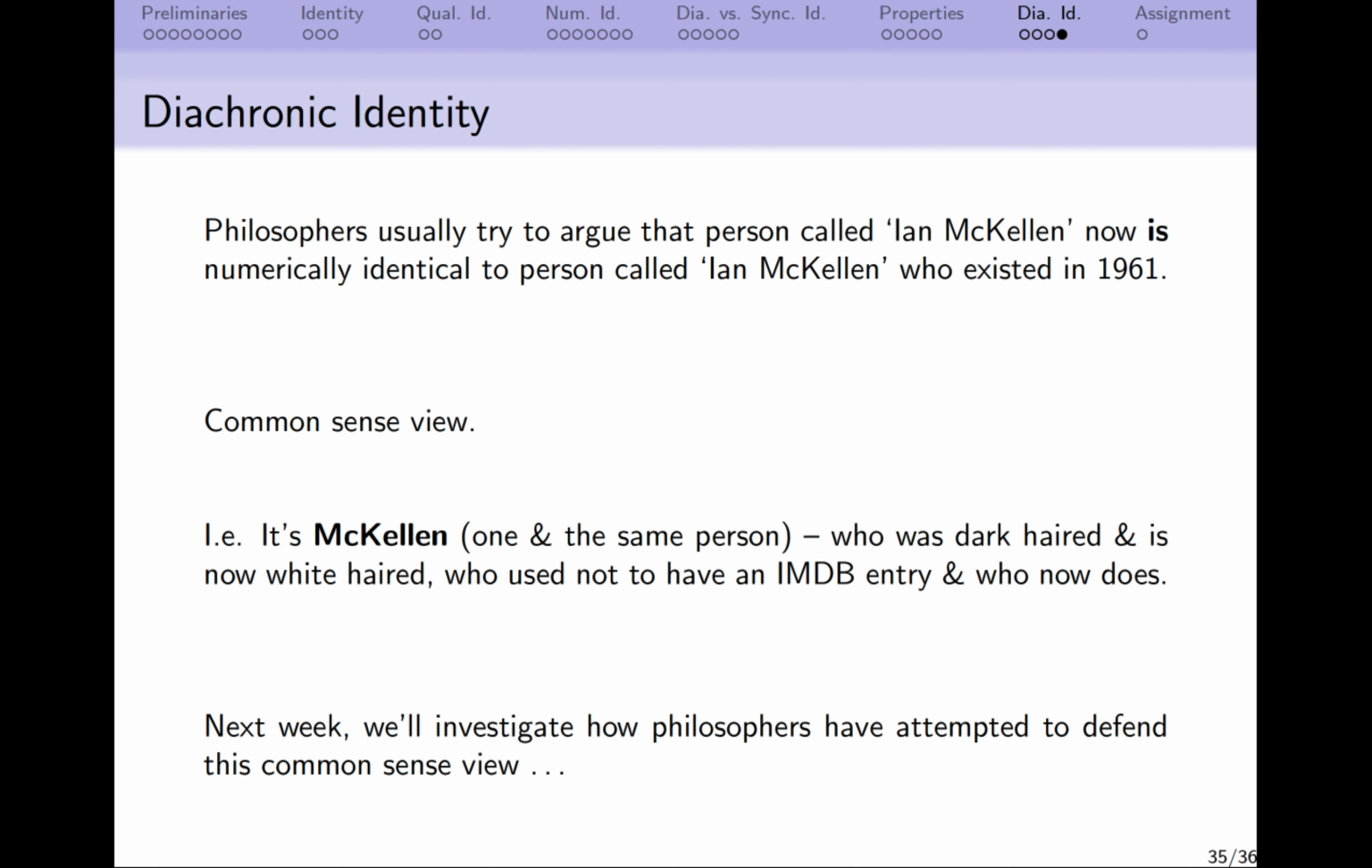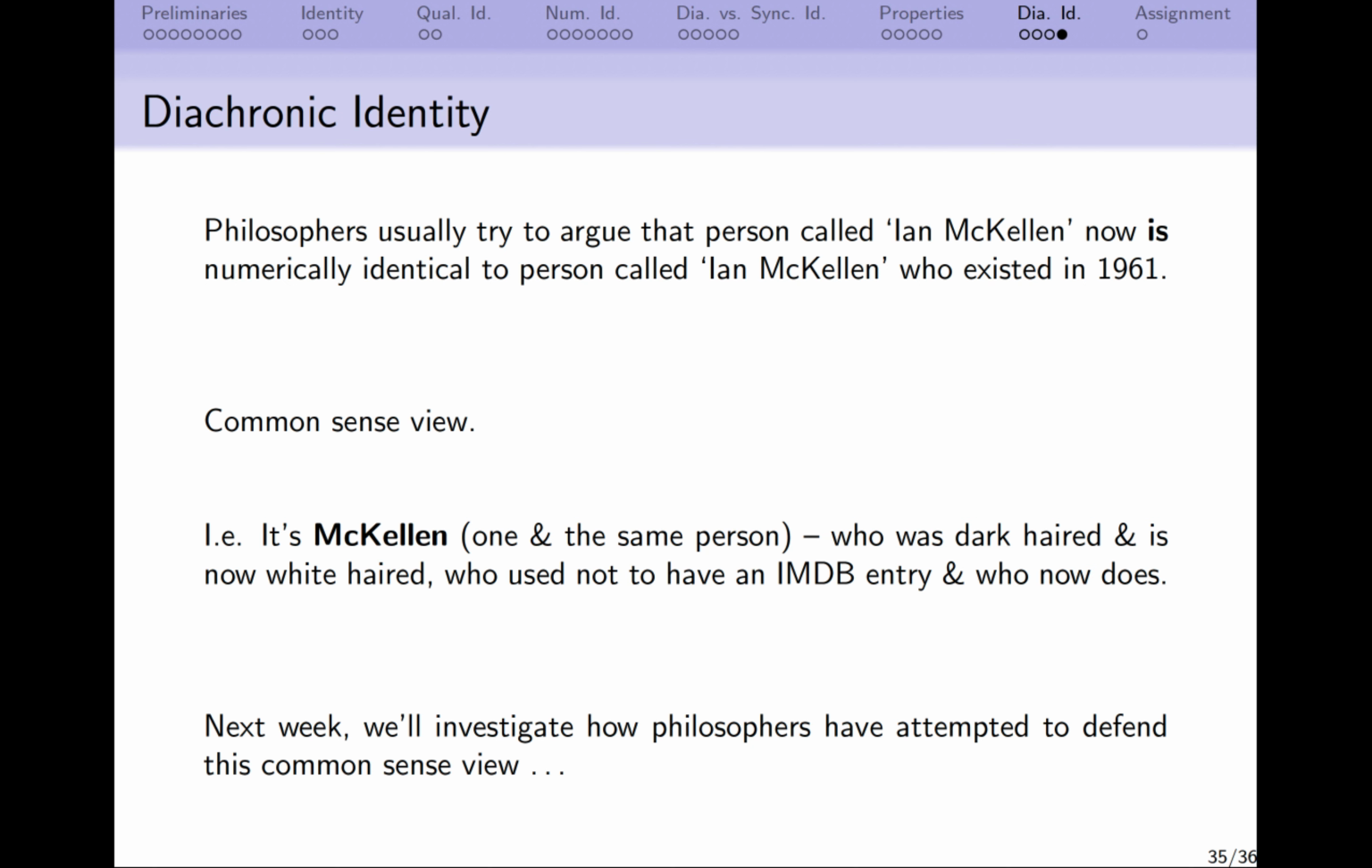But given that they don't simply reject this common sense identity claim, obviously the challenge is to tell us what gives instead of the identity claim. So do we simply reject Leibniz's law? And if so, how do we explain why it seems so plausible to us? Or do we try and come up with some sort of fancy way of maintaining Leibniz's law, arguing that in fact Leibniz's law is not, as it appears, incompatible with the claim that Ian McKellen now is identical to this person, Ian McKellen, who existed in 1961?